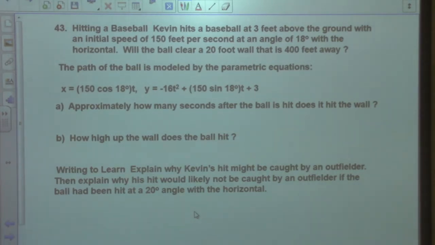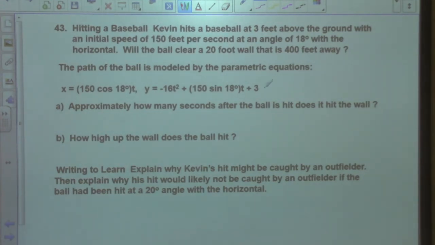Here we're given two equations. Kevin hits a baseball at 3 feet above the ground with an initial speed of 150 feet per second at an angle of 18 degrees with the horizontal. And the question: will the ball clear a 20-foot wall that is 400 feet away?